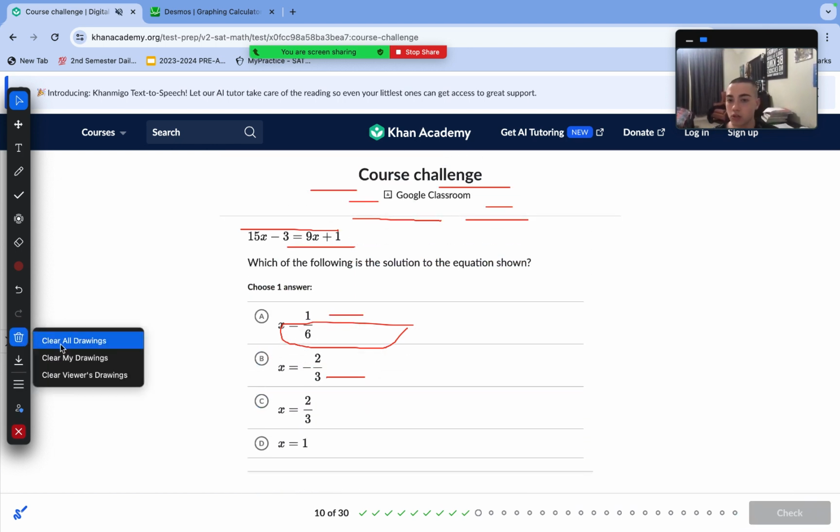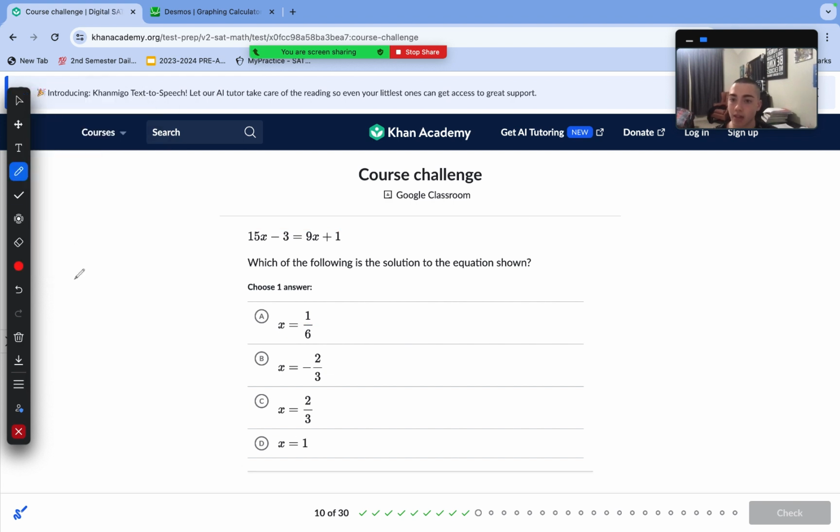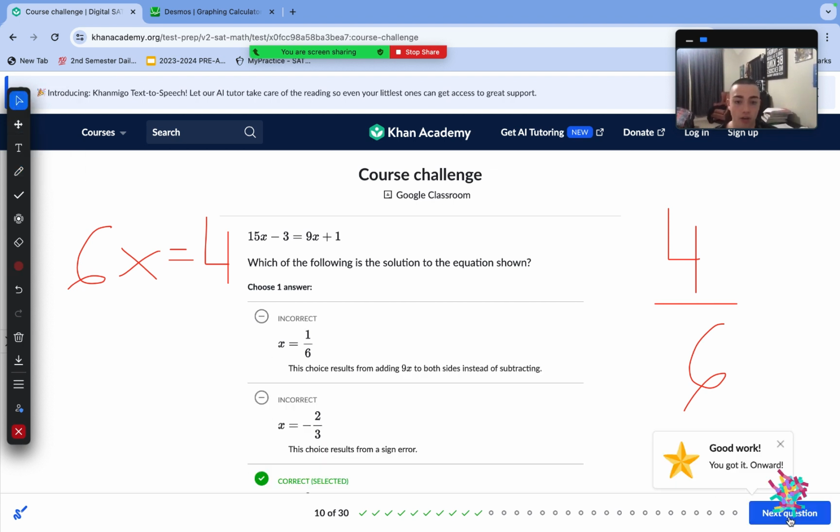Which of the following is the solution to this equation? We could subtract 9x from each side to get 6x, add 3 to both sides to get equals 4. Divide both sides by 6. We are just left with 4 over 6, which simplifies to 2/3. Answer choice C is the correct answer.